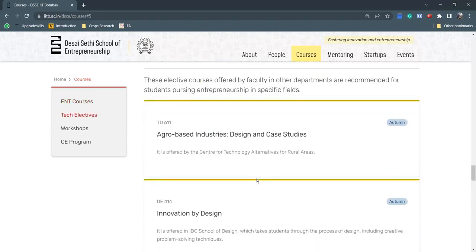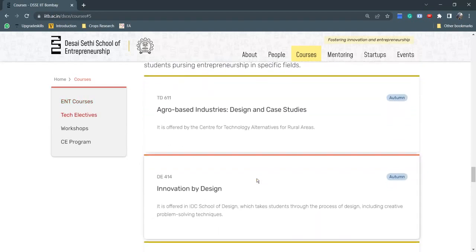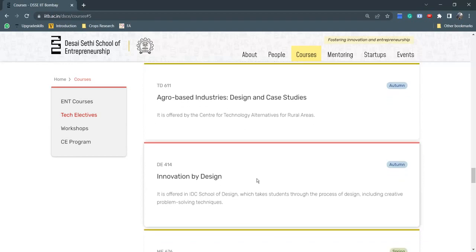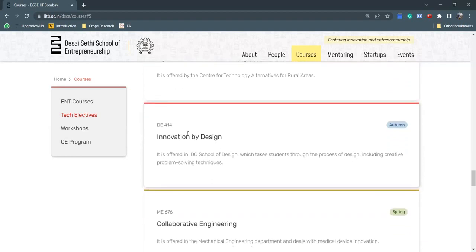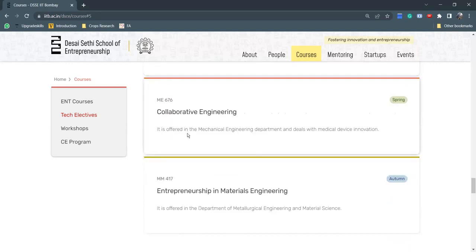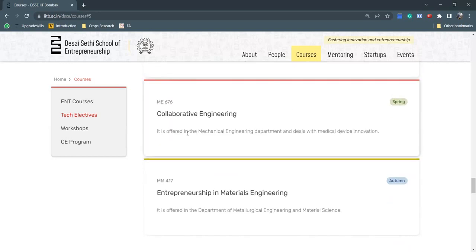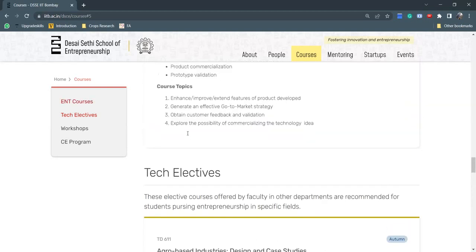Other than that, there are some electives as well. Electives which are agro-based industries. Like if you have an idea related to rural agro-based industry, then you can go to this course. Then there is innovation by design. This course is mainly taken as an institute elective. And then you have collaborative engineering by ME and entrepreneurship in materials engineering by the Meta department.